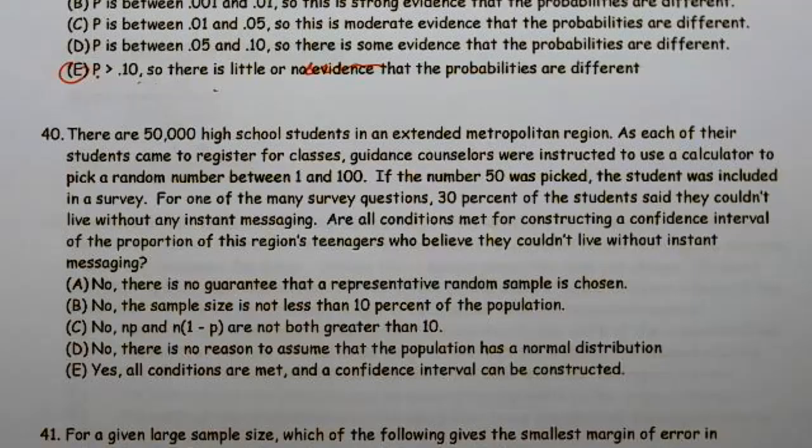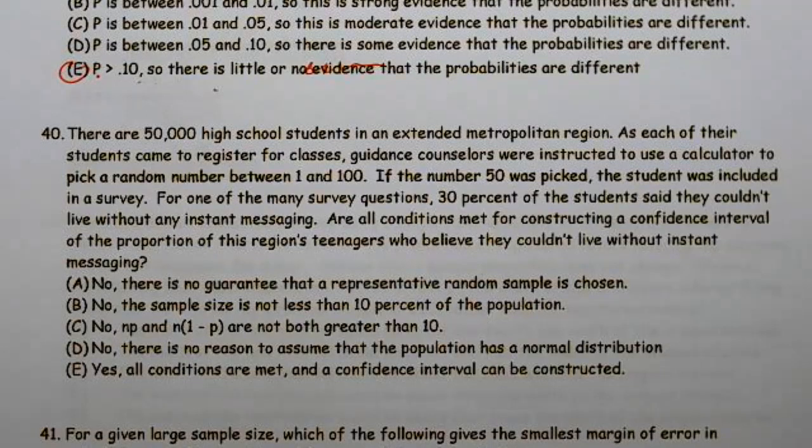All right, number 40. There are 50,000 high school students in an extended metropolitan region. As each of their students came to register for class, counselors were instructed to use a calculator to pick a random number from 1 to 100. If the number 50 was picked, the student was included in the survey. For one of the many survey questions, 30% of the students said they couldn't live without instant messaging. Are all conditions met for constructing a confidence interval of the proportion of the region's teenagers who believe they couldn't live without instant messaging?